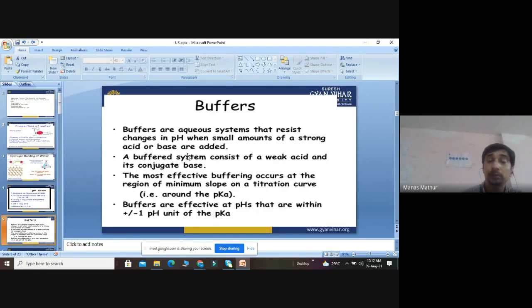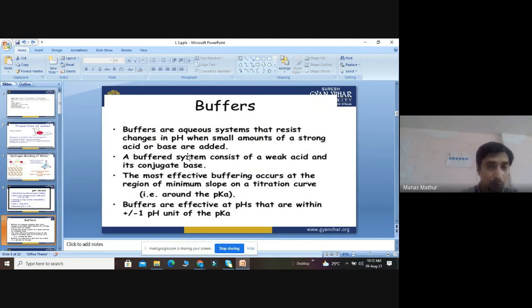Then we discuss buffers. Buffer is one of the most important solutions, having very prime importance. First of all, we should know what buffers are. Buffers are basically aqueous systems that resist changes in the pH when small amounts of strong acid or base are added.